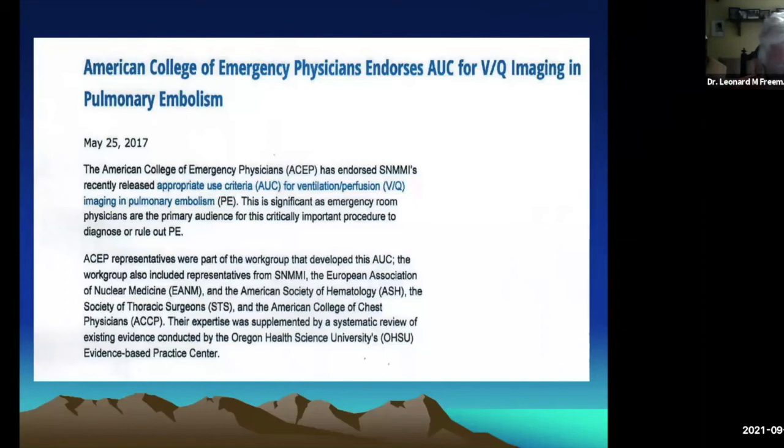So the use of probability interpretations is no longer the proper thing to do. We just say PE positive, PE negative, and basically the use of this scenario has been accepted by several organizations, including the American College of Emergency Physicians.